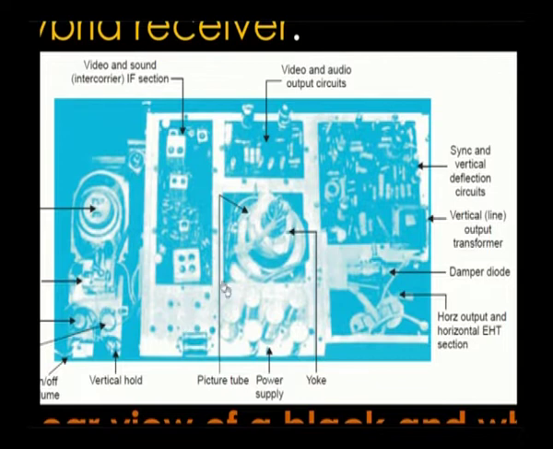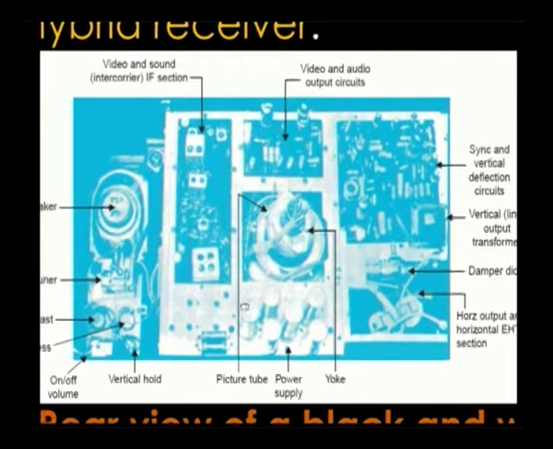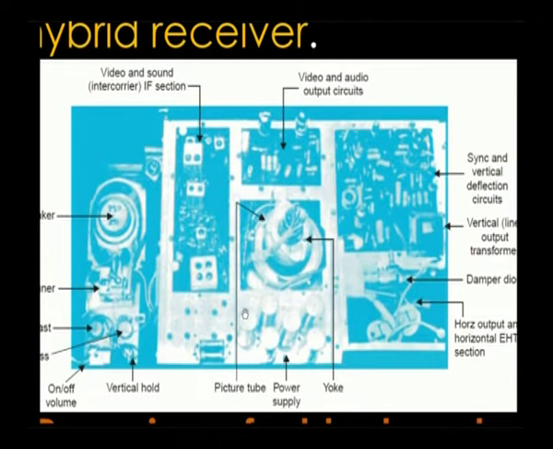This is where the back portion of the receiver is removed, so all the parts are easily visible. This is the first main part, called the picture tube, where we get the picture. This is the power supply and this is the yoke of the picture tube, and this is where the video and audio output circuits are present, and this is the sync and vertical deflection circuit, and this is the vertical line output, from a transformer. This is a transformer where we get the scanning line for the deflection of vertical scanning pulses.